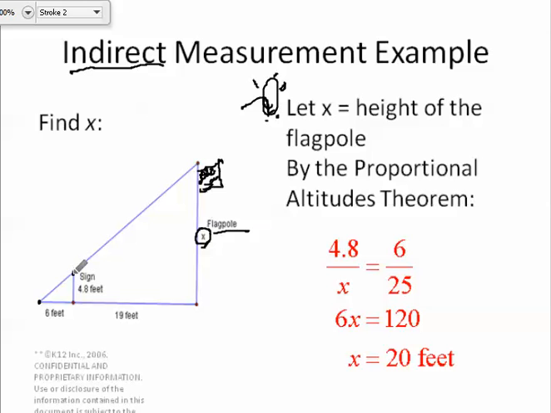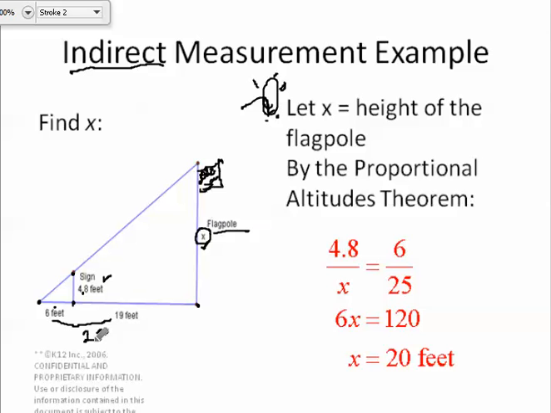And this street sign sitting right here between the flagpole and this spot also casts a shadow that lands right here. We can measure the street sign, it's 4.8 feet tall. We can measure the distance from the shadow to the street sign, and that's 6 feet. And we can measure the distance from the sign to the flagpole. That's 19 feet. But we're talking triangles, so I need to add these two together to give me the total of 25 feet. Because now I can say that 4.8 divided by x will be equal to 6 divided by 25.